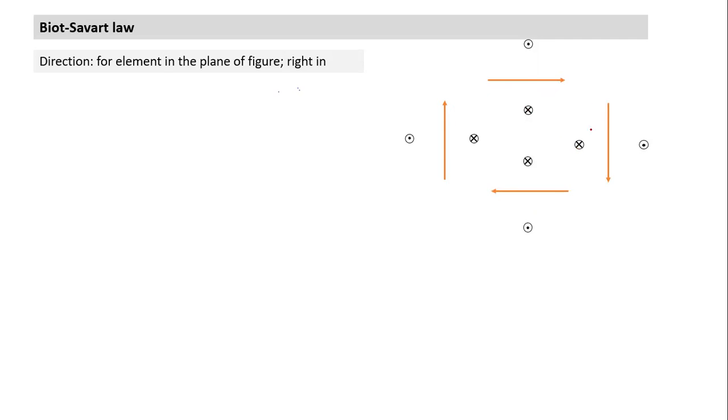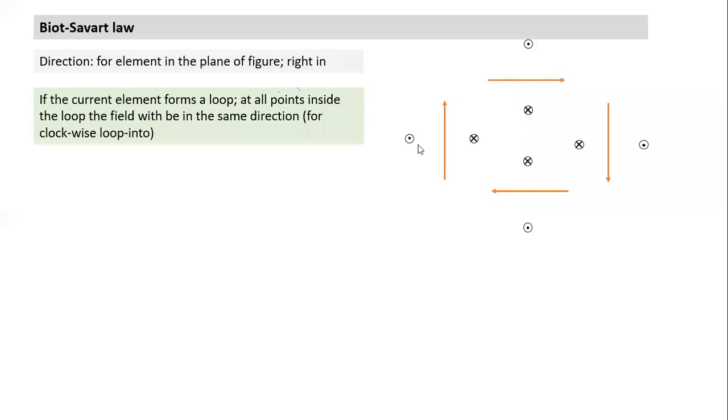And if you connect all four together, it becomes like a loop. If it is a loop, anywhere inside the loop, all are cross. So if current elements form a loop, at all points inside the loop, the field will be in the same direction. Something like this. If the loop is of this nature, again I can apply the right hand thumb rule, and if it's a planar loop, anywhere in the plane of the loop, the field will only be perpendicular to the plane. So it will not have a component along the plane.